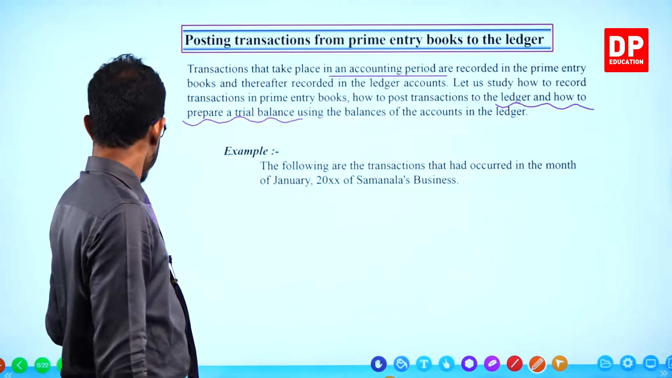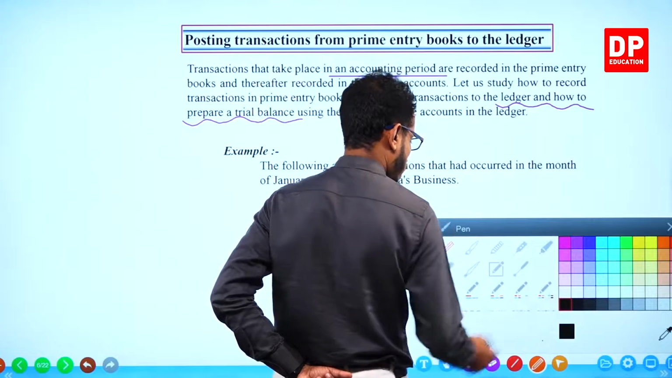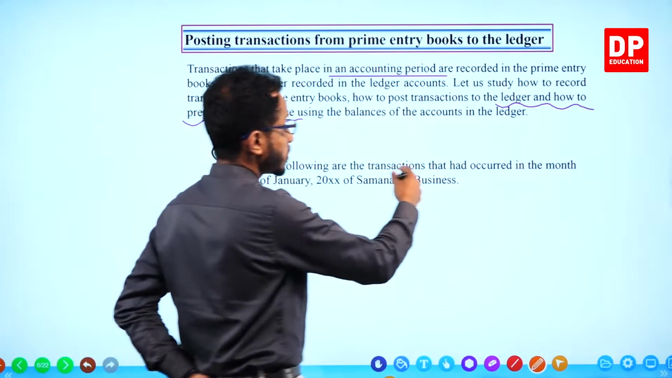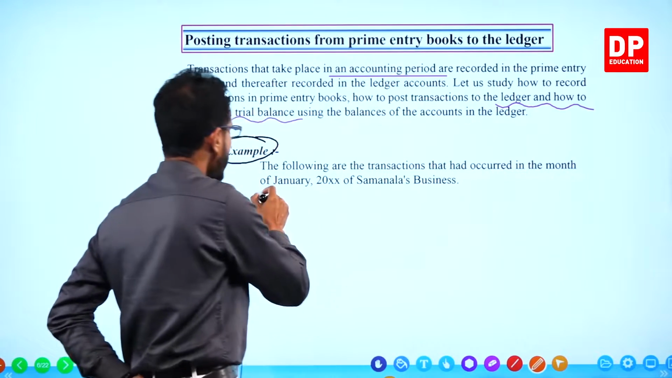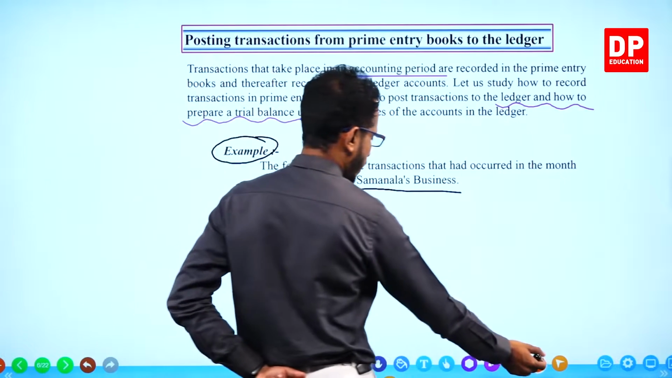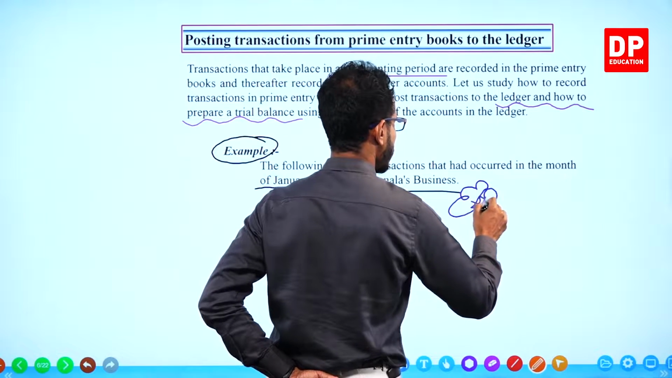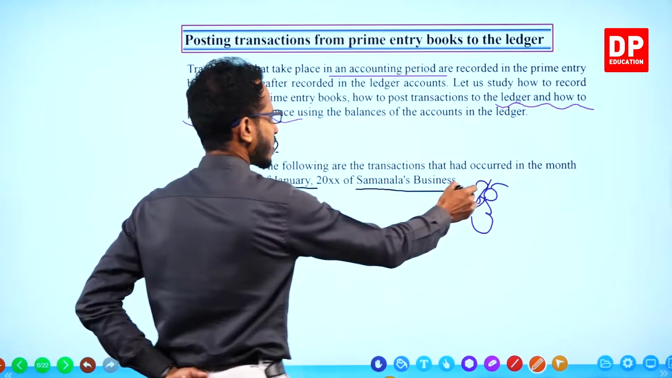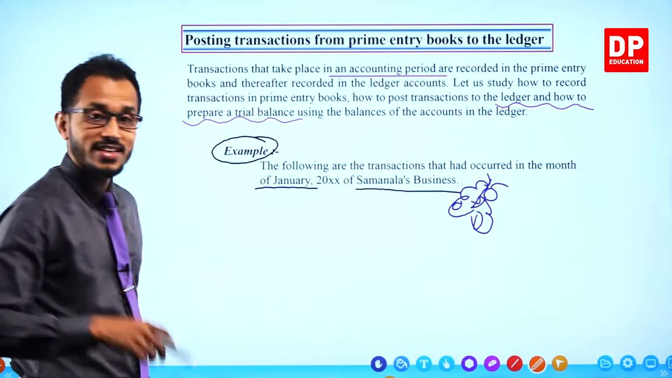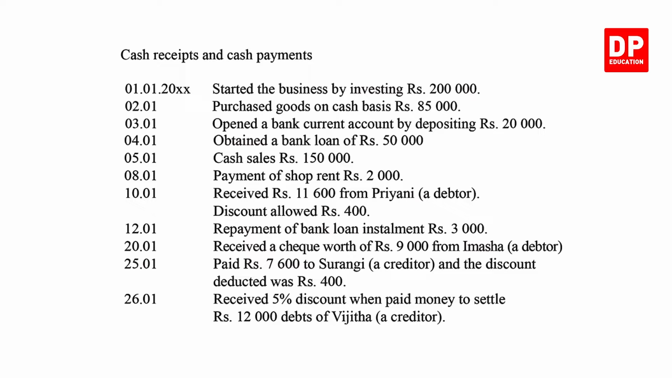Okay, we have a question, children. Example question. The following are transactions that had occurred in the month of January in Salmonella's business. Must be a very beautiful business. Let's check the transactions.